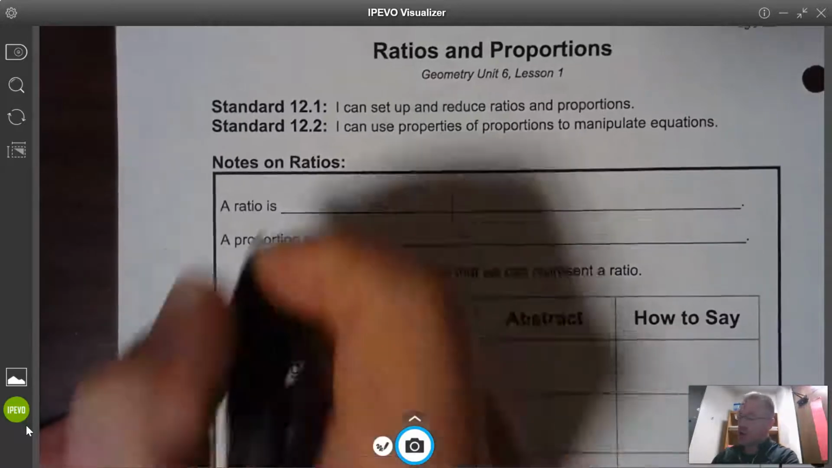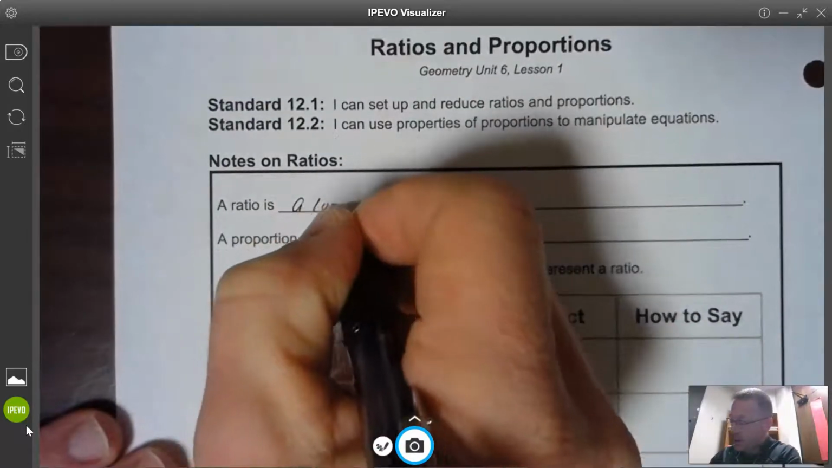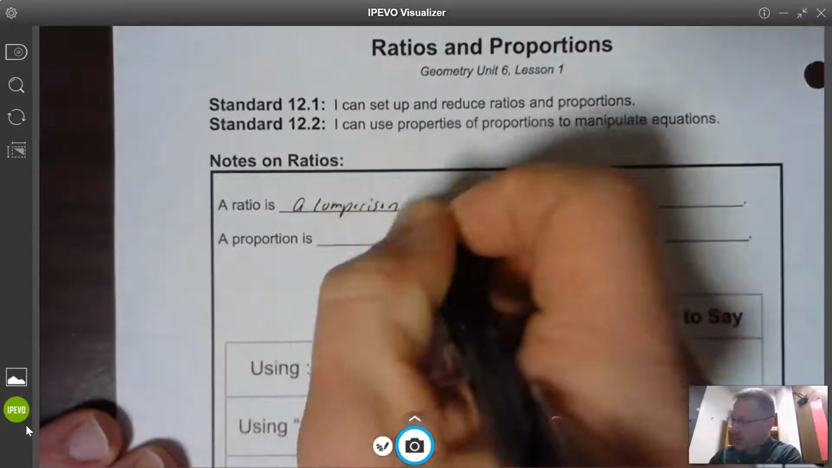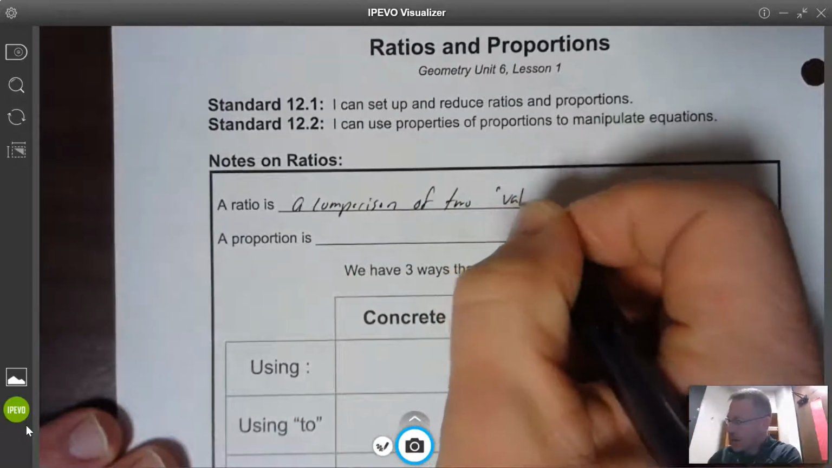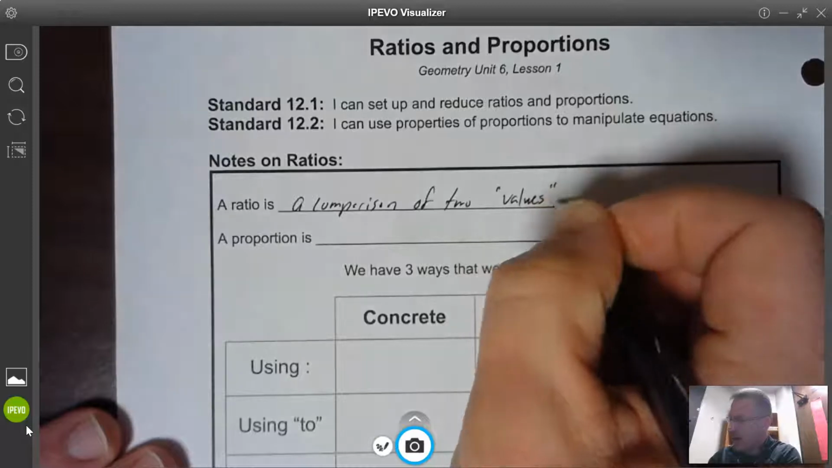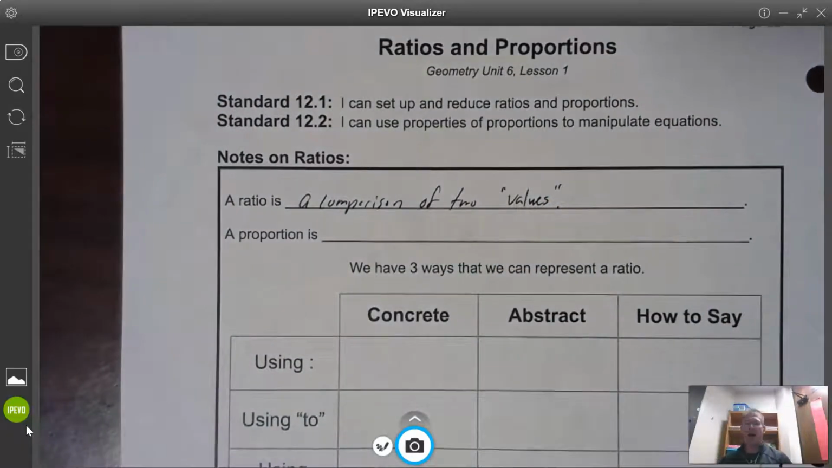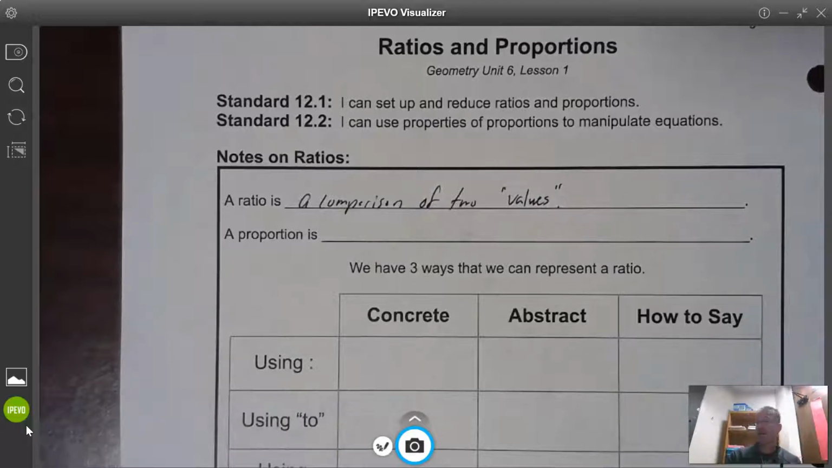Okay, so a ratio is just a comparison of two values. And I'm going to put values in parentheses because we can compare any two things, right? The number of boys to girls, the number of redheads to everybody else, the number of gingers to everybody else. So we can compare anything. The number of Broncos fans to the number of other fans. So it's just a comparison of any two values, whatever those values are.